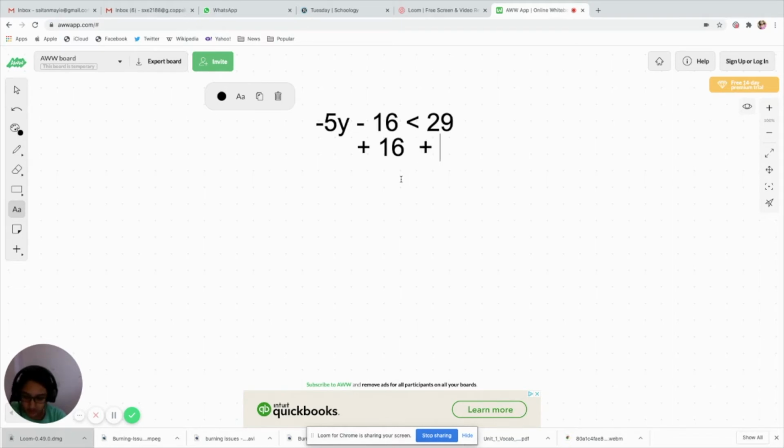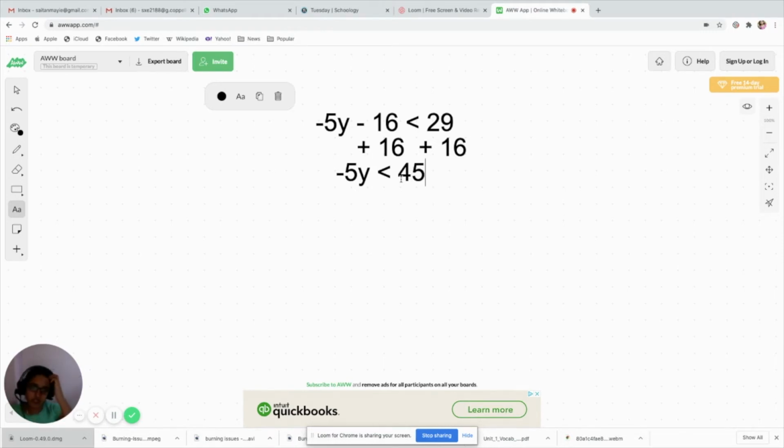Add 16. And then we'll get y. Say minus 5y is less than 29 plus 16, which is 45. So we have 45 here.